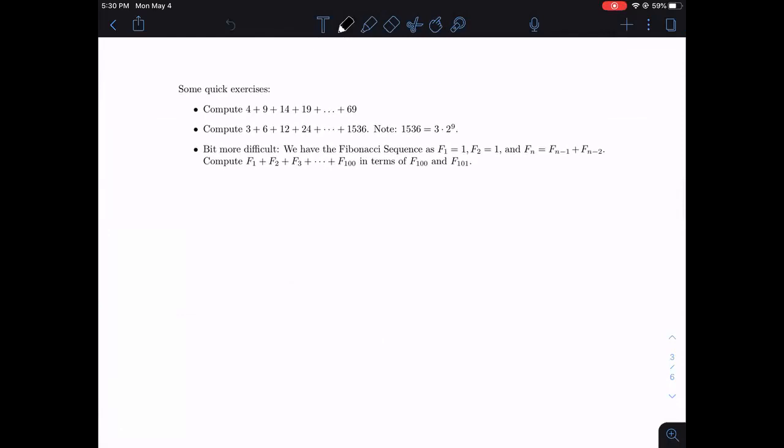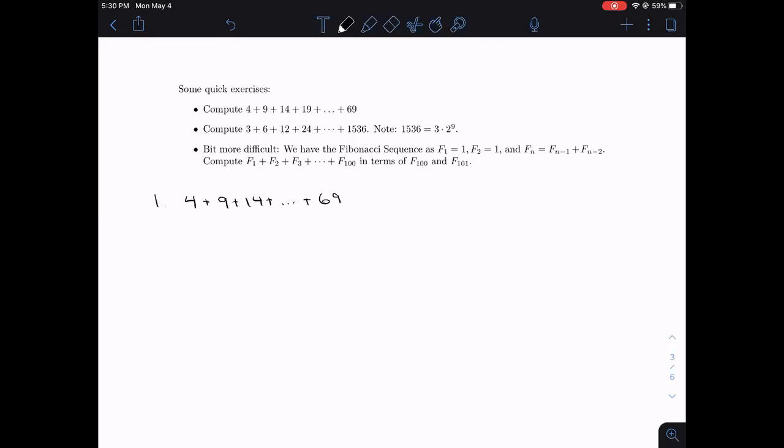Okay, let's do the first one. We want to find 4 plus 9 plus 14 all the way to 69. So we use the formula that we had earlier. Jennifer has a suggestion that you add 1 to each term. This would work, but I think it's a bit more tedious than just using the formula.